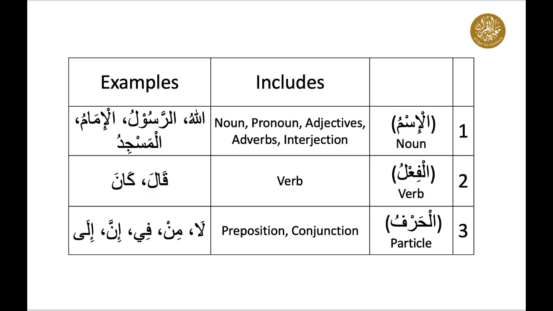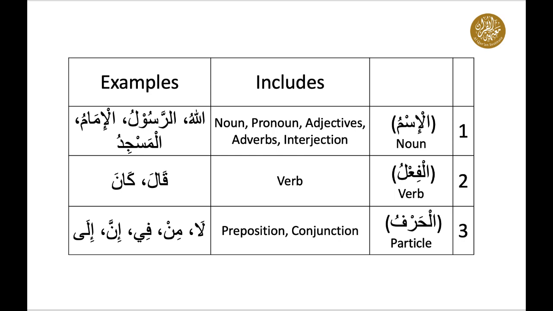Noun, verb, particle. Noun is called al-ism, or in short, ism. Verb is called al-fi'il, in short, fi'il. Particle in Arabic is called al-harfu, in short, harf. Noun or ism includes noun, pronoun, adjectives, and adverbs. Verb or fi'il includes only verb. Particle or harf includes preposition and conjunction.